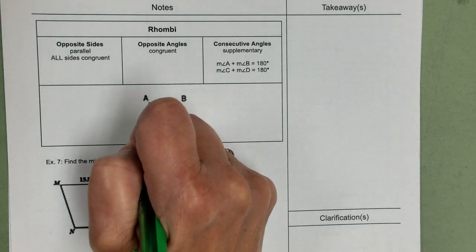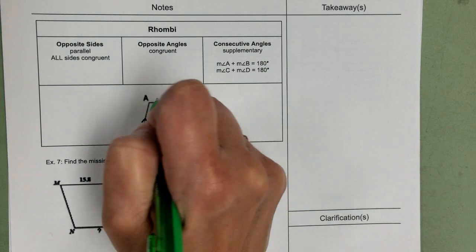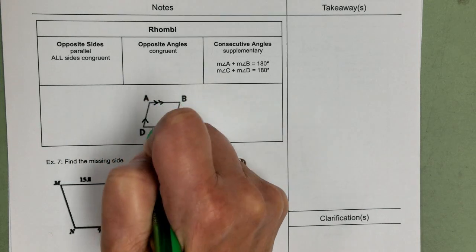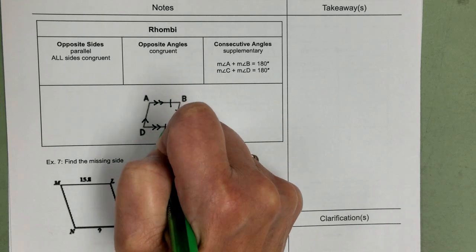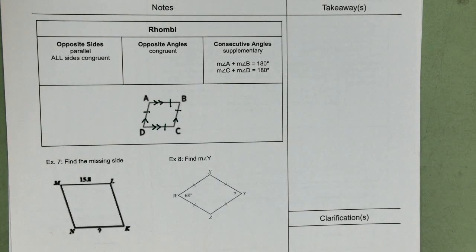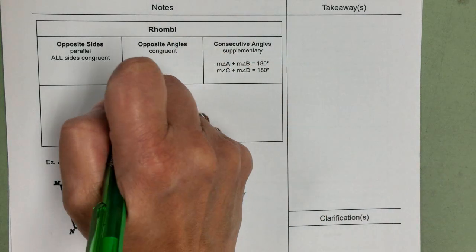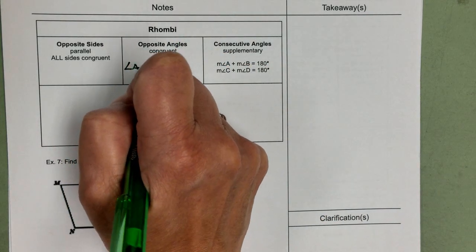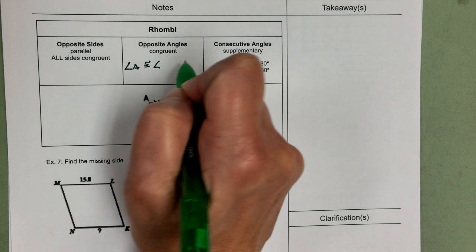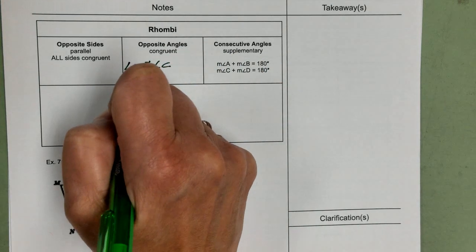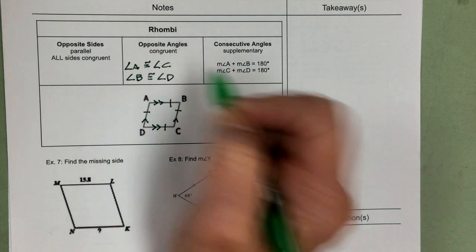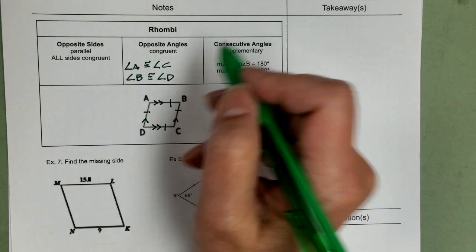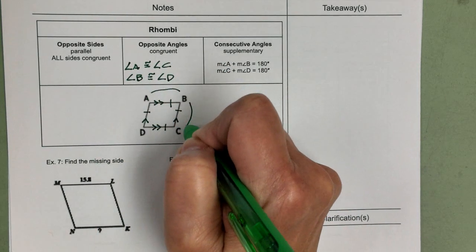So, I'm going to mark the parallel sides. And because all the sides are congruent, I'm going to use the same tick marks. And because I don't want the diagram to get too messy, angle A is congruent to angle C, and angle B is congruent to angle D. And again, consecutive angles are supplementary.